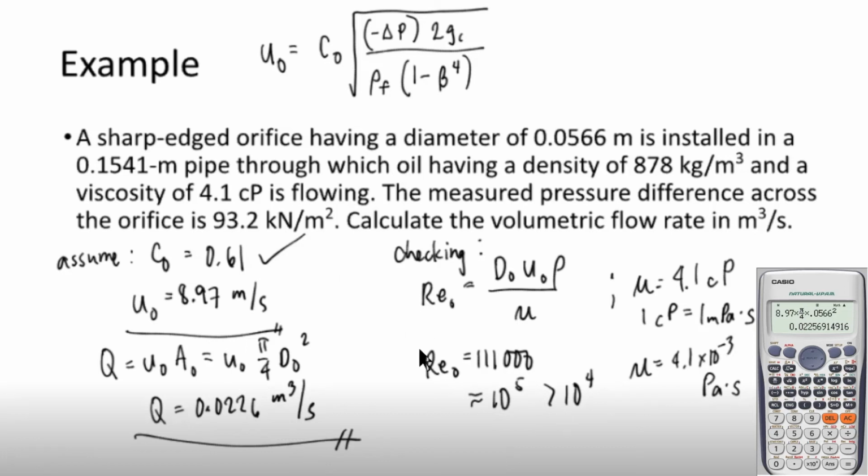If your Reynolds number here is less than 10 to the 4th power, then you have to consult the graph and determine the real value of the Orifice coefficient. And that is how full bore meters work. Let us now proceed to insertion point meters.